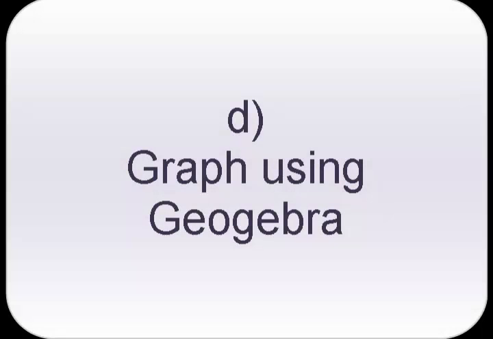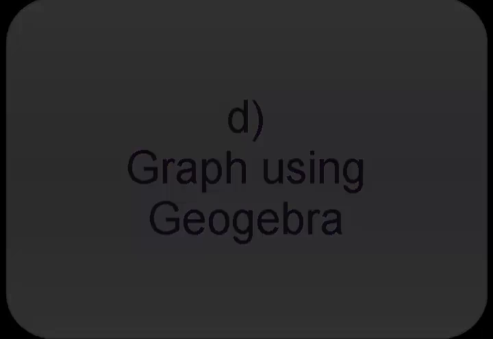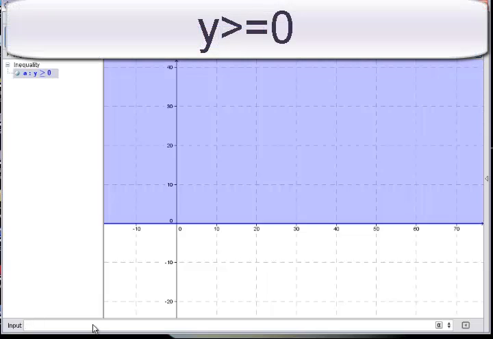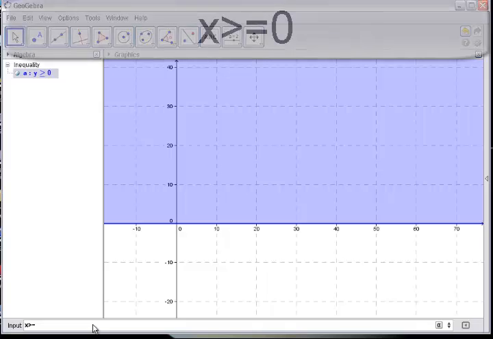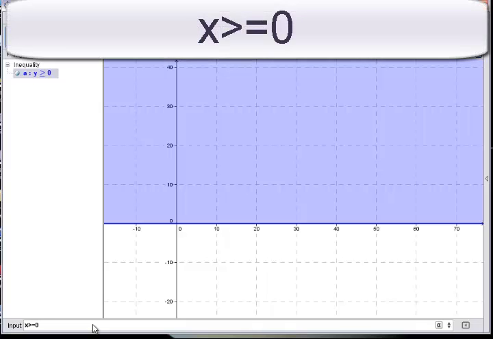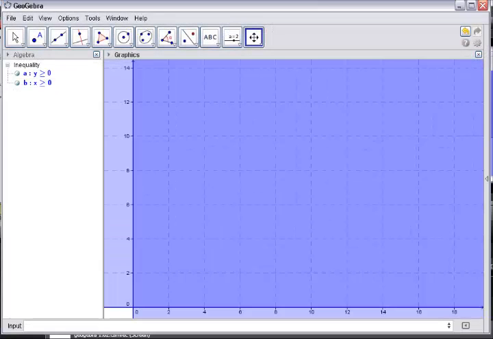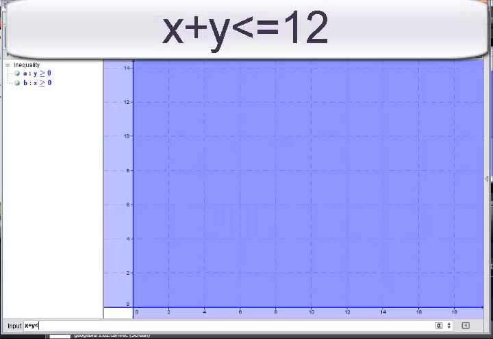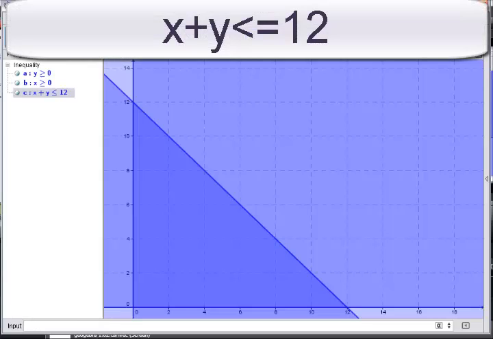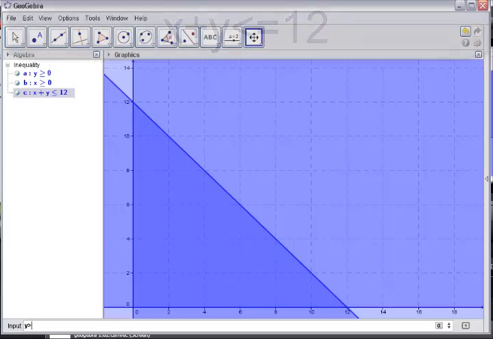Now we're going to use Geogebra to graph our system. First of all, I'm graphing that x and y must be positive. I've used Geogebra's Move tool to show only the first quadrant where x and y values are positive. Next, I graph the inequality that shows that Mark has a maximum of 12 hours to study. That is, x plus y is less than or equal to 12.